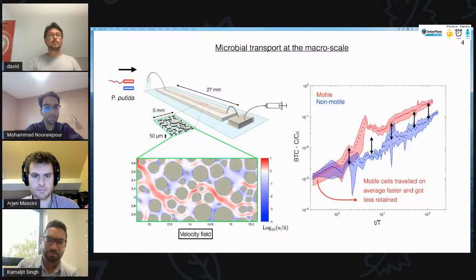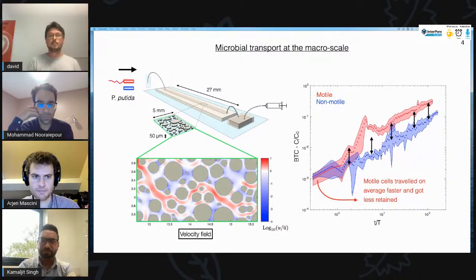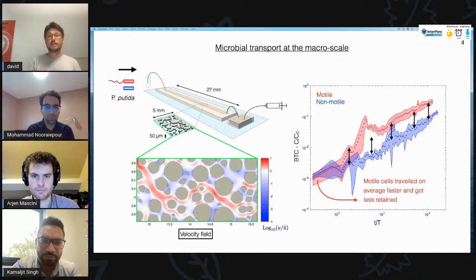So we designed a microfluidic porous channel where the configuration of the pore throat promotes a disordered flow, as you can see here by the normalized flow velocity in the log scale. We then injected a mix of motile and non-motile Pseudomonas putida cells suspended in a motility buffer and tracked the arrival time at the channel outlet. By plotting the normalized concentration over time, on the graph on the right, we can see that macroscopically, motile cells traveled on average faster and got less retained than the non-motile counterpart.